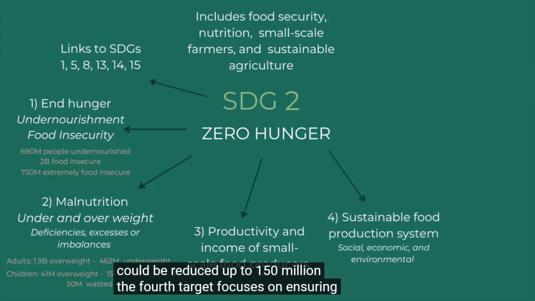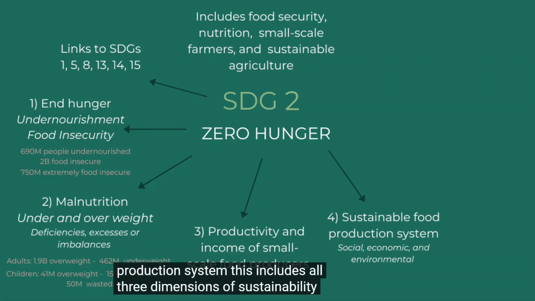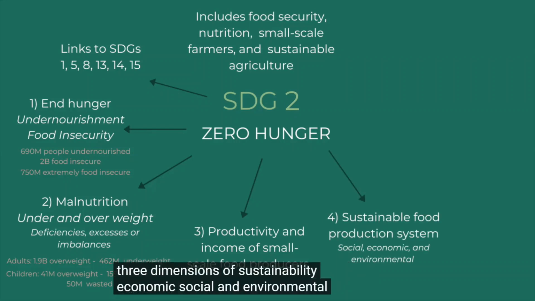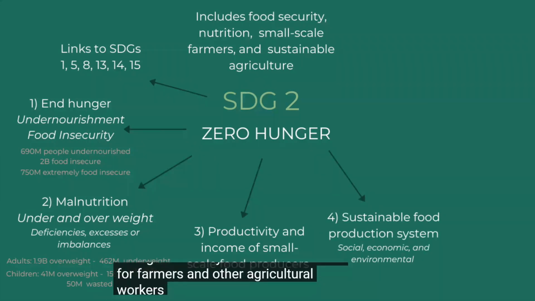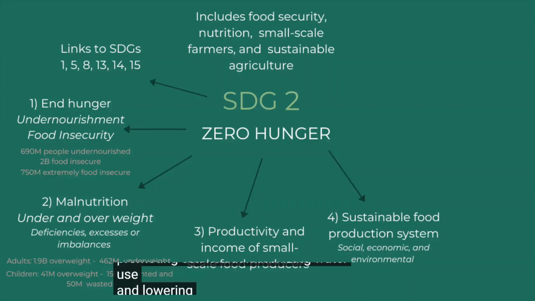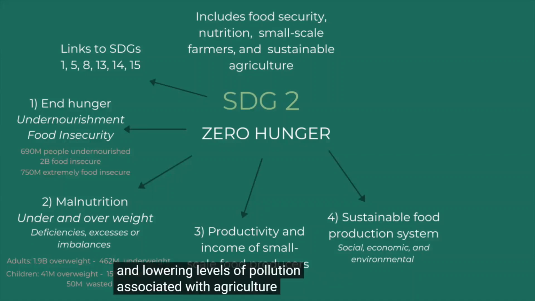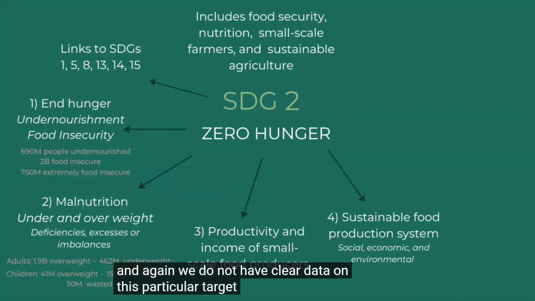The fourth target focuses on ensuring a sustainable food production system. This includes all 3 dimensions of sustainability: economic, social, and environmental. The economic dimension refers to productivity and profitability of the agricultural system and livelihoods for farmers and other agricultural workers. The social dimension focuses on the well-being of workers on farms and in the food supply chain, as well as the benefits to rural and local communities. The environmental dimension includes promoting soil health, minimizing water use, and lowering levels of pollution associated with agriculture. And again, we do not have clear data on this particular target.